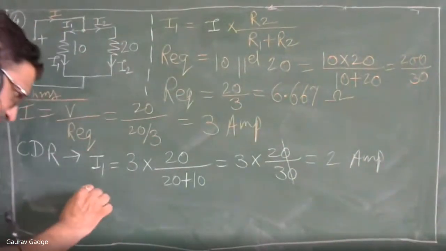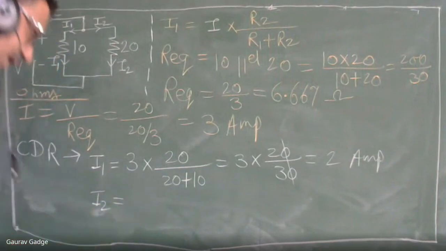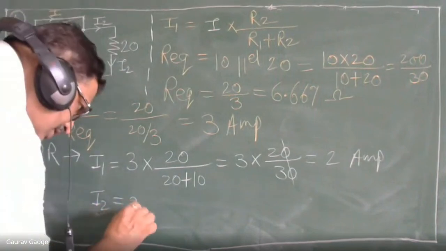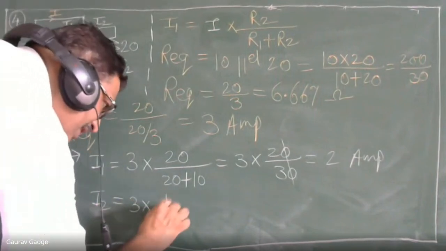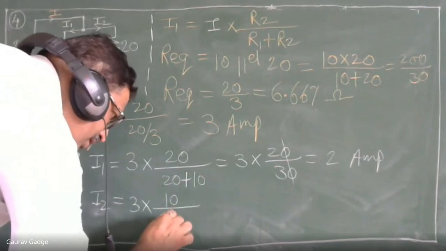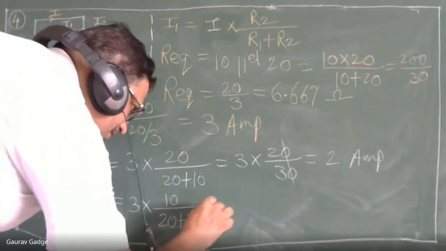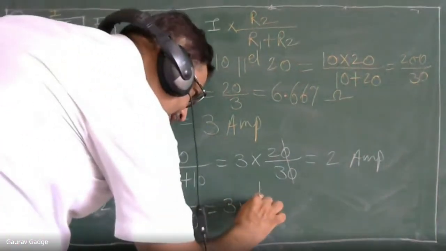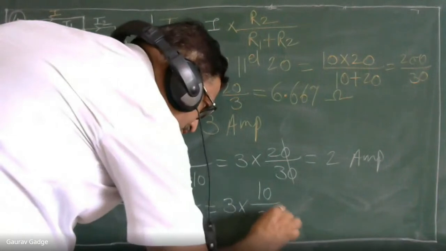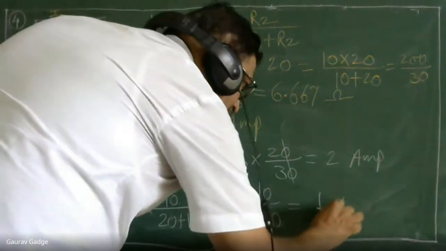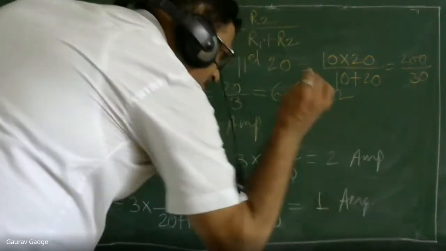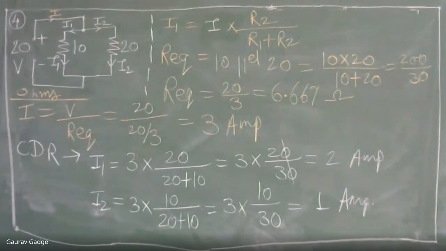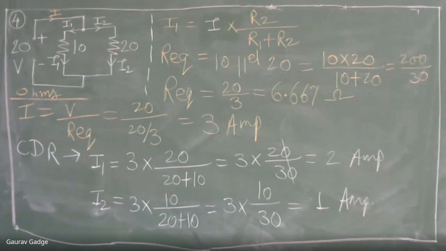Then in the same way, I2 is equal to 3 multiplied by the opposite branch resistance, that is 10 upon 20 plus 10. It is equal to 3 multiplied by 10 upon 30. Again the zeros get cancelled, the 3s get cancelled, and you get 1. So that's all with the solution to the fourth numerical, that is the homework fourth numerical.